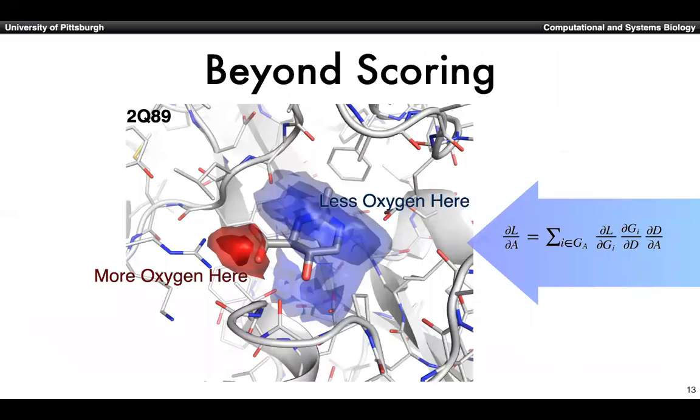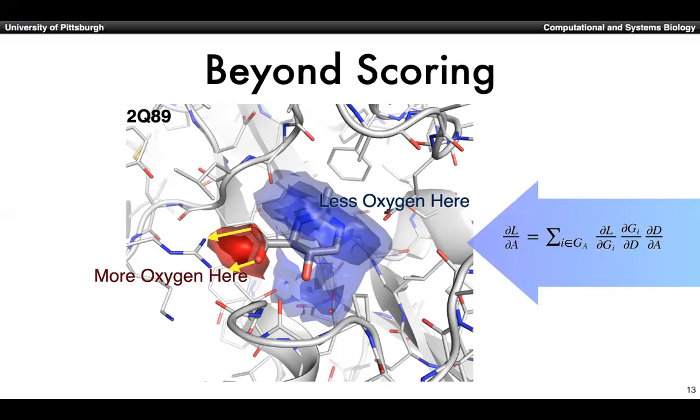But we can also backpropagate one more step from this grid representation that you see here, where it's saying, oh, the network would like less oxygen here and more oxygen here. And just go one more step onto the atoms themselves and turn this information into essentially force vectors, saying, here's how you move the existing molecule. So we're not going to add atoms or subtract atoms from the molecule. We're just going to move it around in order to make the network more happy.